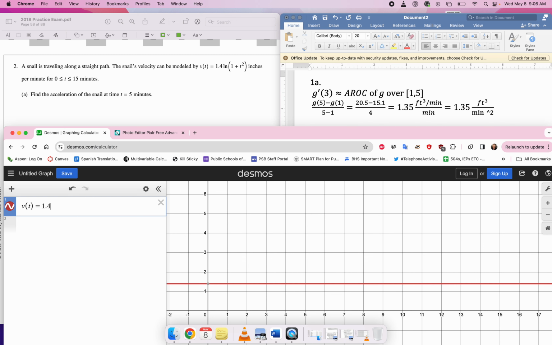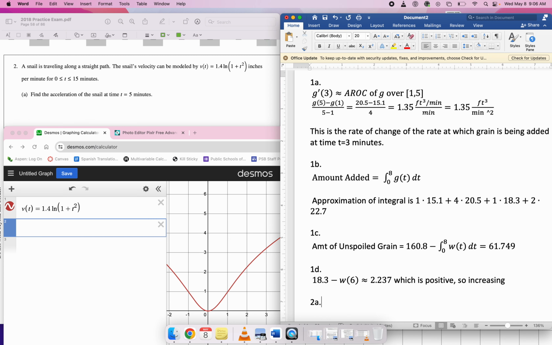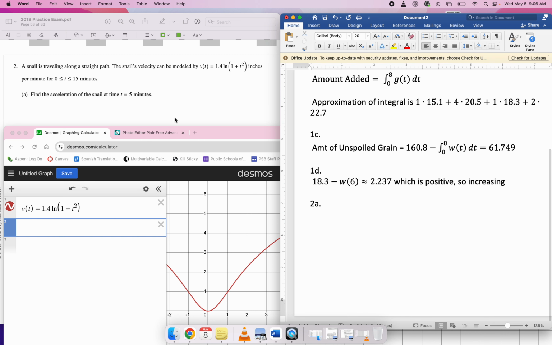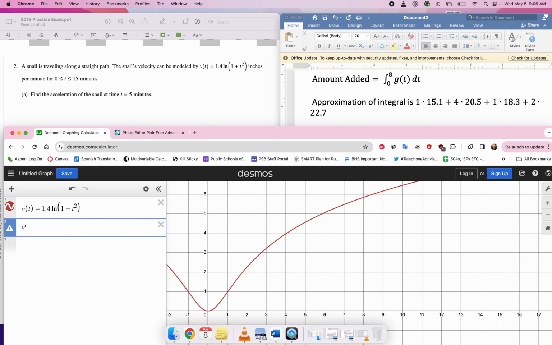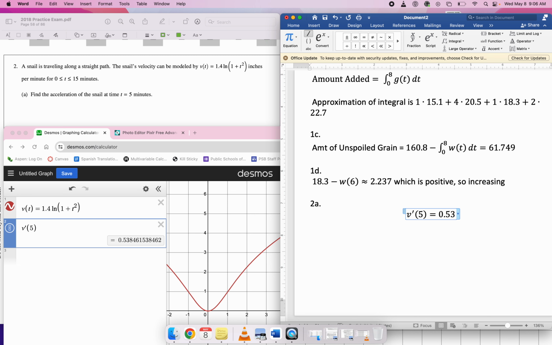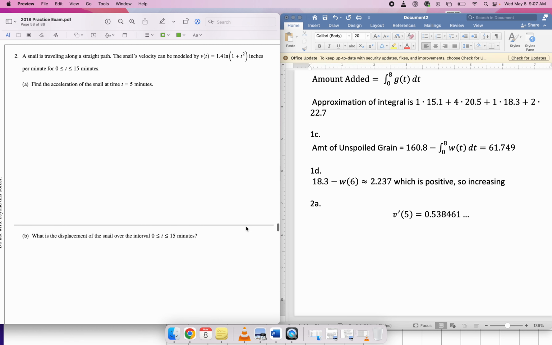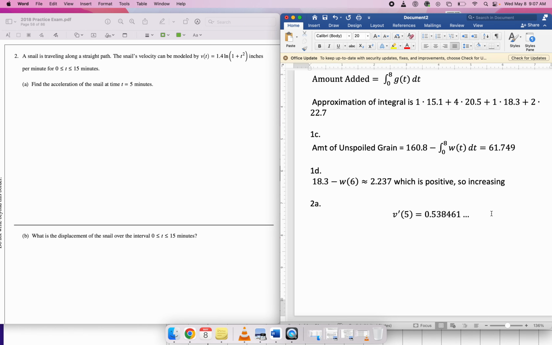So v of t is 1.4 natural log of 1 plus t squared. And the acceleration at t equals 5, this is 2a. The acceleration at t equals 5 would just be v prime of 5. So v prime of 5 is 0.538461. So that's the acceleration, and the units which we should include are inches per minute squared.